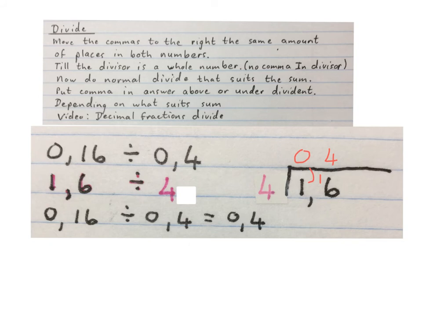I'm going to read it for you. Move the commas to the right, the same amount of places in both numbers. Till the divisor is a whole number, no comma in that divisor. Now do a normal divide that suits the sum. Look at the videos on division. Put a comma in the answer above or under the dividend, depending on what suits the sum. In this case, we put the comma above because we're writing the answer above. And then look at the video decimal fractions divide.